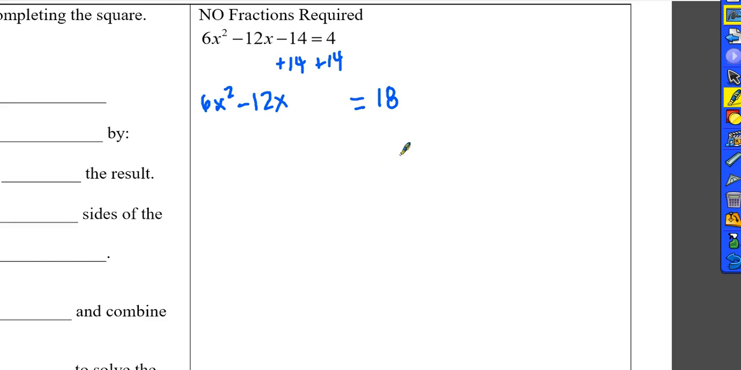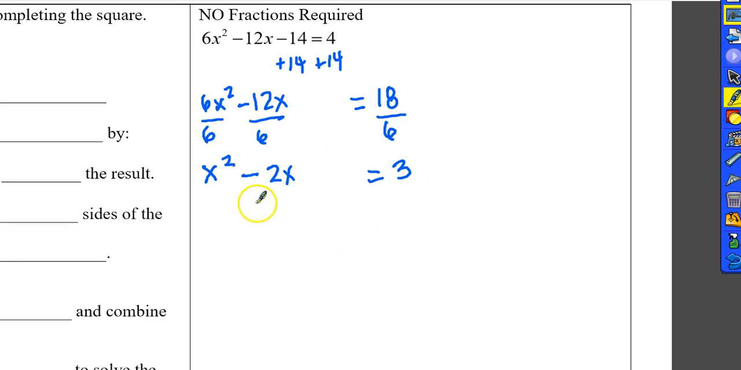Okay, and now we're going to divide by the a term, which is what? So we're going to divide everything by 6 so that we can get it to where a is 1. So x squared minus 2x equals 3. So much easier to look at that, right? So we're putting it in the right order and then dividing the a out of all the terms. It's still the same equation. It's just a lot simpler to look at.